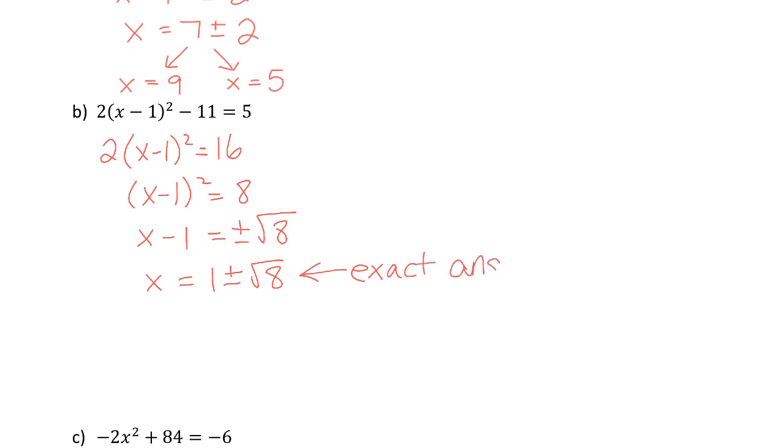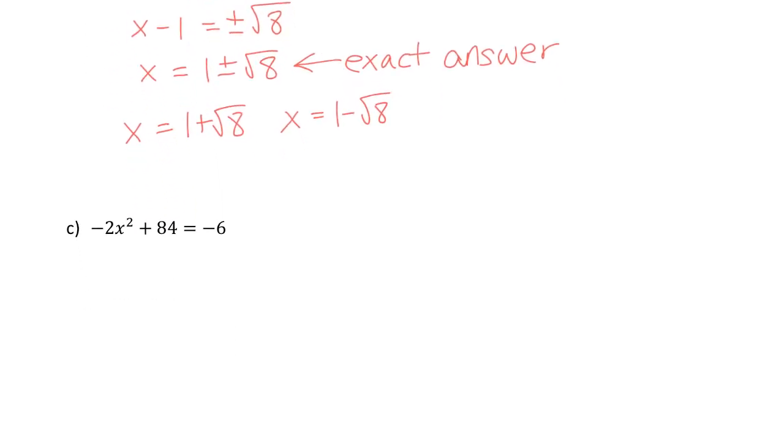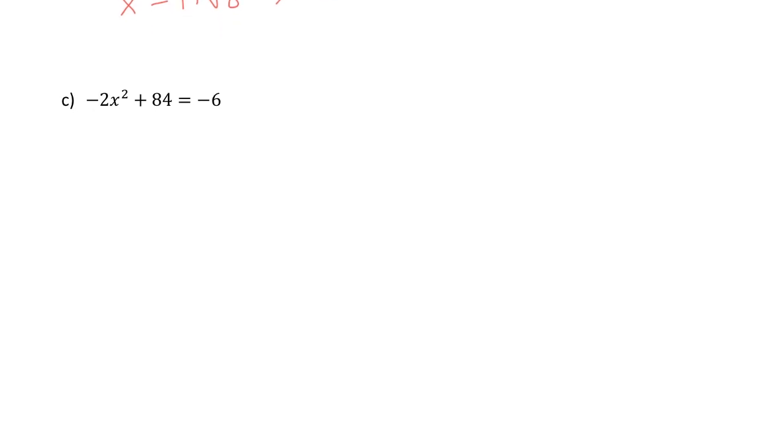If you wanted to write out your two separate answers, that's fine. One of them would be x is equal to 1 plus root 8, and the other one is x is equal to 1 minus root 8. And certainly you can punch that into your calculator to find a decimal approximation, but these are our exact answers. Okay, so last question here.